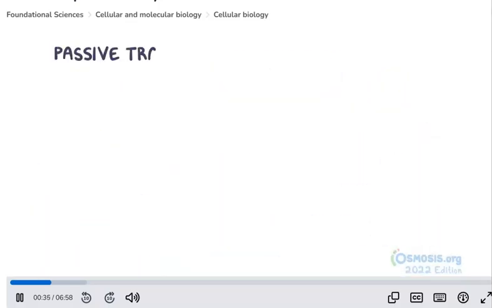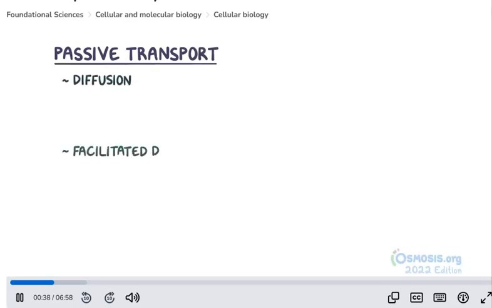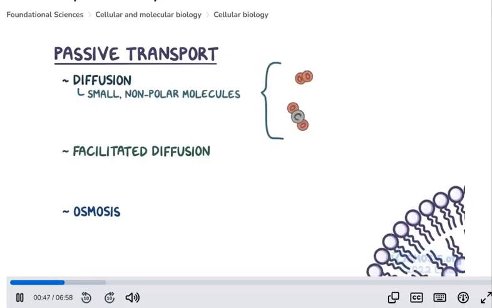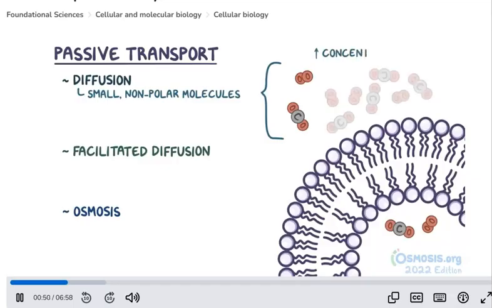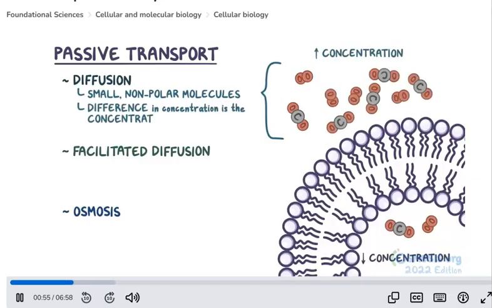There are 3 types of passive transport: diffusion, facilitated diffusion, and osmosis. Diffusion helps small, nonpolar molecules like oxygen and carbon dioxide move across the membrane, from an area of high concentration to low concentration. The difference in concentrations is known as the concentration gradient, and diffusion can happen as long as this gradient exists, and stops once there are equal concentrations of the molecule on both sides.